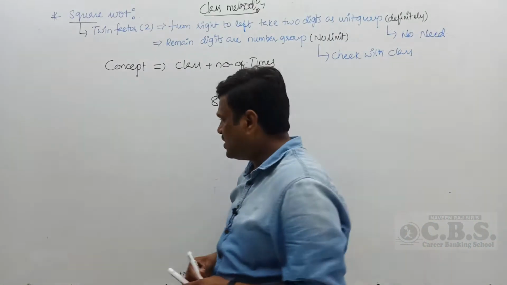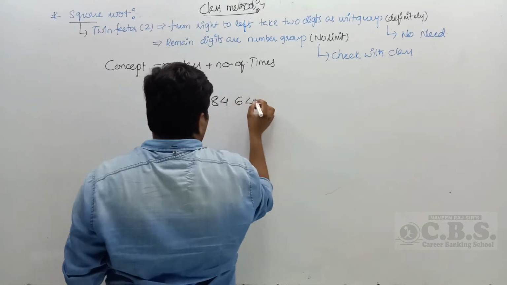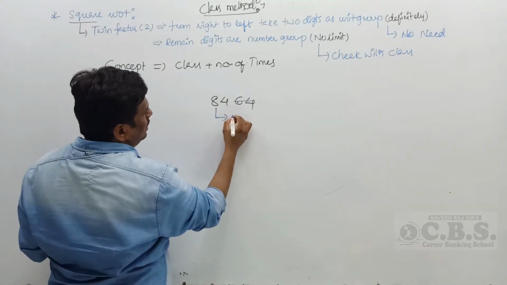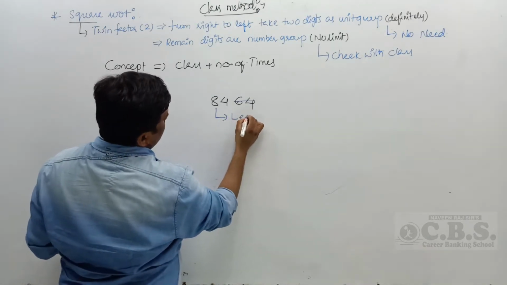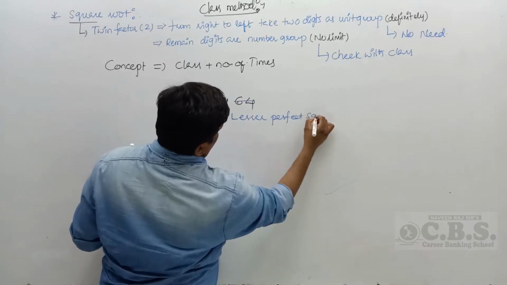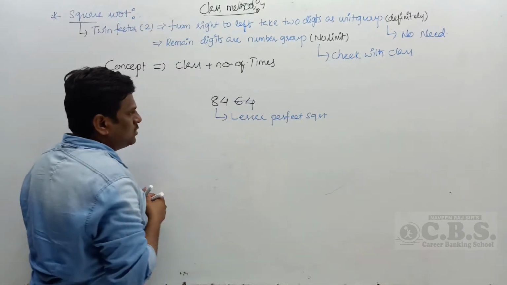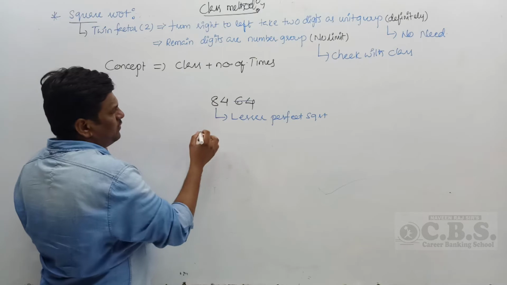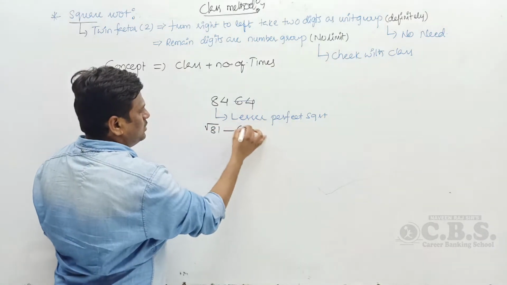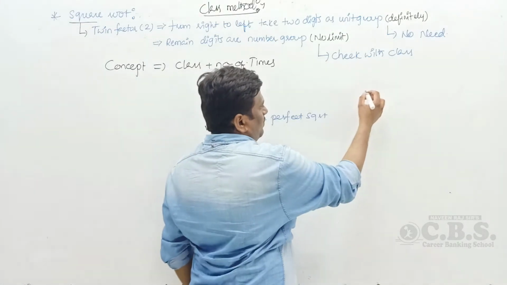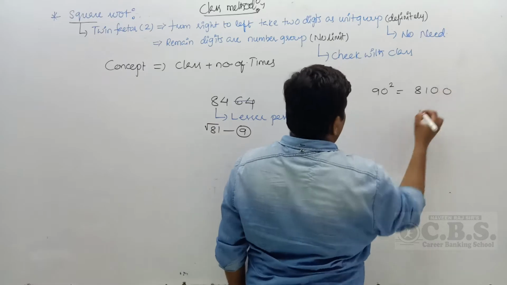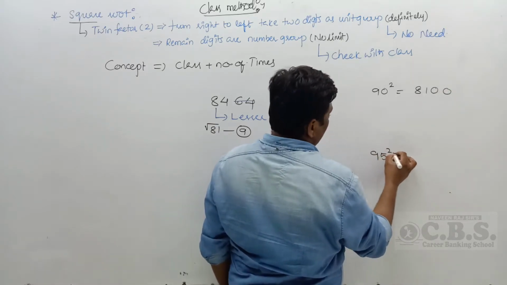So the same thing, you are going to check with the class technique. What is meant by the class technique is, I don't need the 64. I just forget about it. I take 84. Take the lesser perfect square. What is the lesser perfect square of 84? It is 81. The square root of 81 is 9. Yes or no? What is the class of 9? It has 4 digits. Definitely 90 square. 90 square is how much? 8100. And 95, what is the middle class?